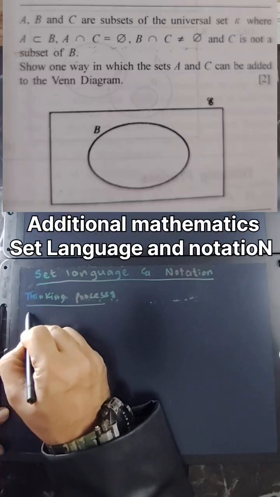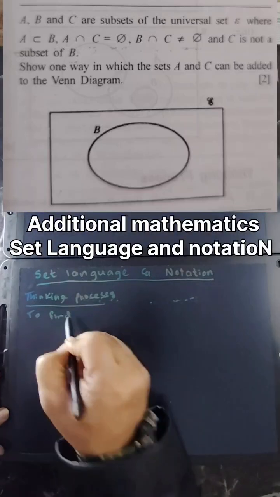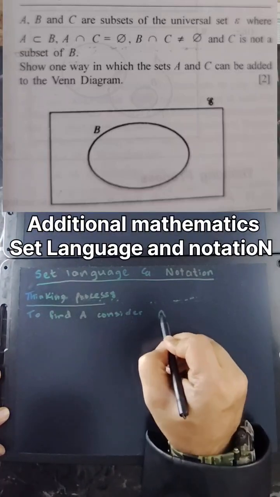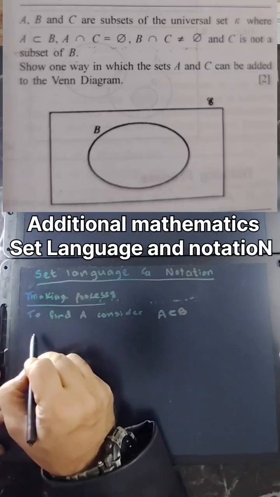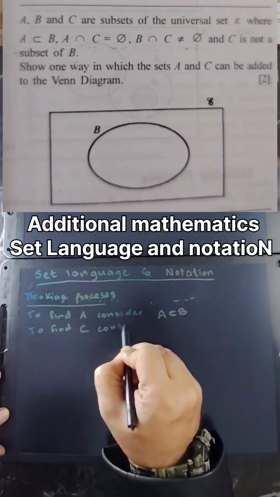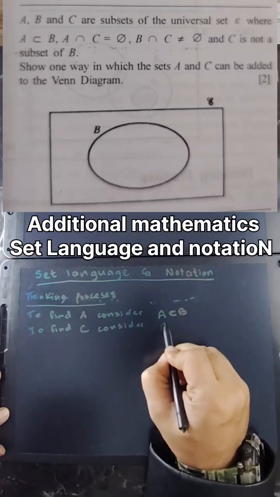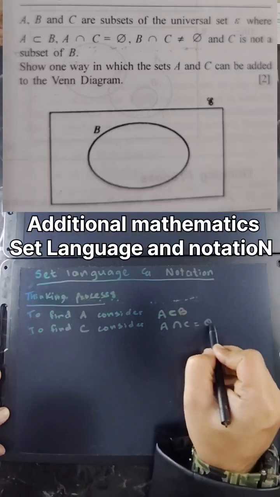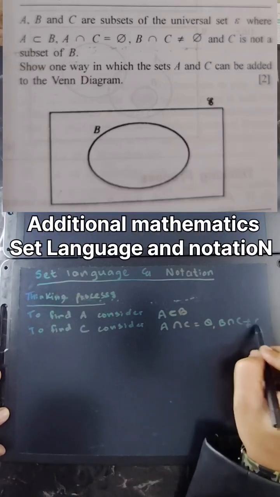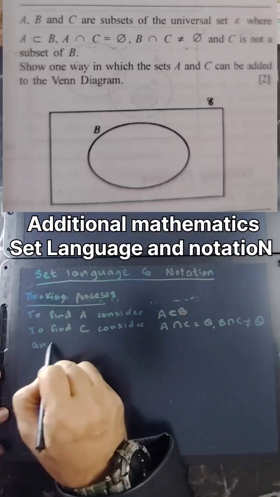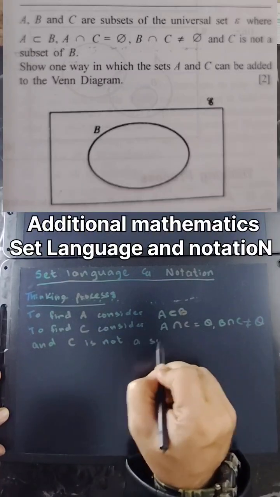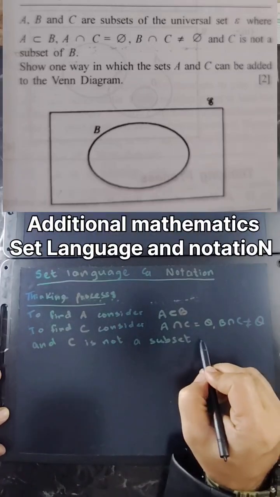First, to find A, we consider A is a subset of B. To find C, we consider A intersection C equals null, B intersection C is not equal to null, and C is not a subset of B.